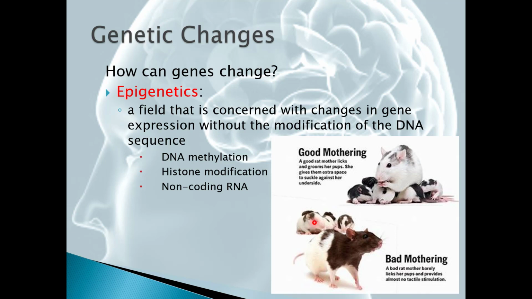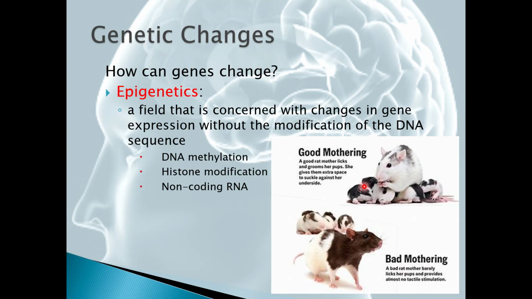And so they looked at rat pups born to an inattentive mother. So this is bad mothering. The bad mothering or inattentive rat mother doesn't lick her rat pups, doesn't groom them. There's no tactile stimulation. Whereas an attentive or good mothering rat licks her rat pups and gives them attention.